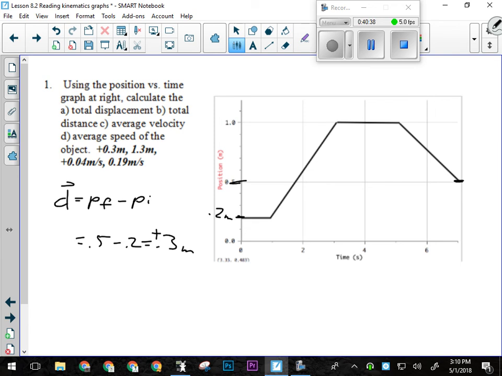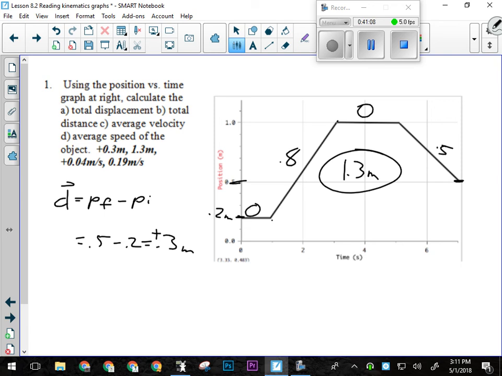Everybody okay with that? Okay, if I want to calculate my total distance traveled, then I got to do that section by section. Didn't go anywhere here. Right, from here I went from 0.2 to 1. So that's 0.8. Didn't go anywhere here, and then went from 1 to 0.5. Right, so 0.8 plus 0.5, 1.3 meters. Okay, no sign on that one, no direction, because that's a scalar quantity.